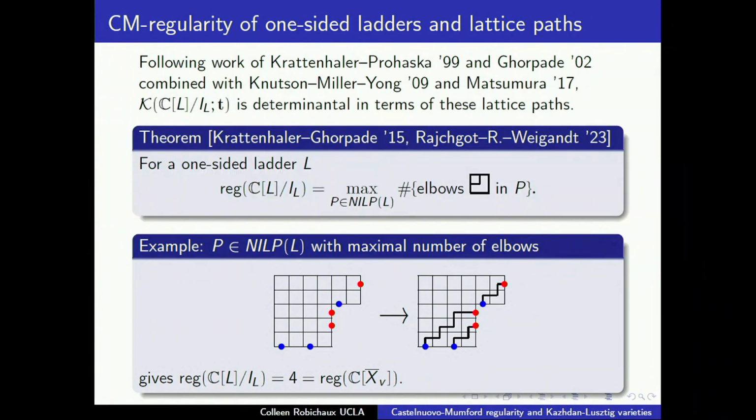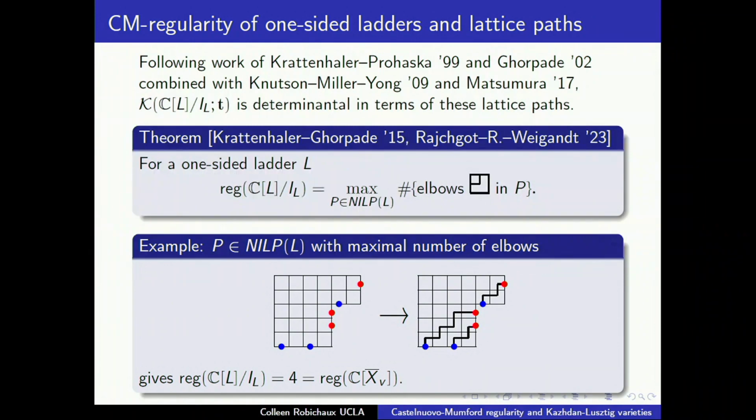Okay. And so as identified by Kreiman-Gorpade in 2015, they were studying particular one-sided ladders where they put additional restrictions on where these starting and ending points could be labeled. They found that a related invariant called the A invariant can be computed in terms of recording elbows, these particular elbows in these lattice paths. And what this has to do for regularity is that the regularity is exactly going to be recorded by the number, precisely the number of elbows, the most number of elbows that you can have among these non-intersecting lattice paths.